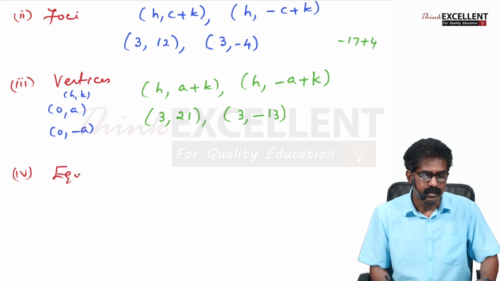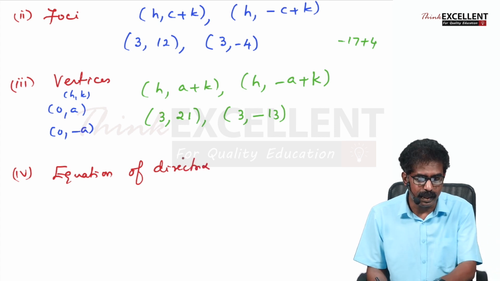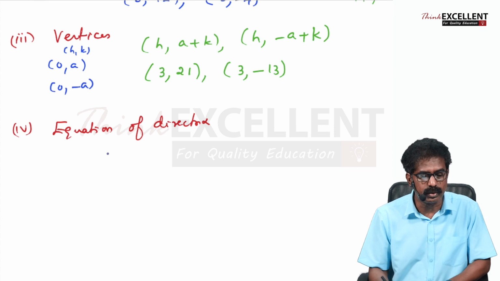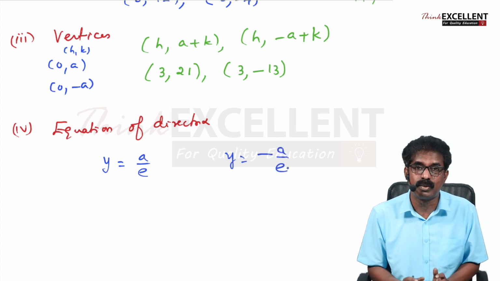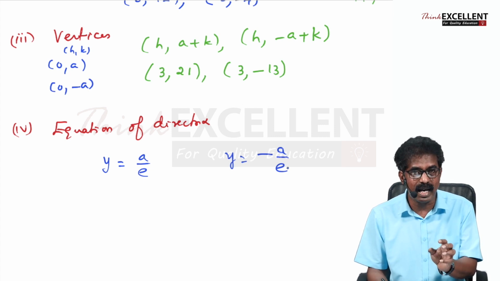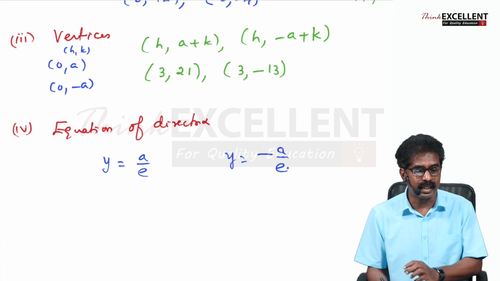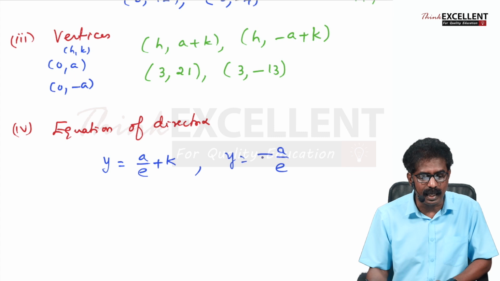equation of directrix. For the first type, x equal to a by e, but for the second type, y equal to a by e, another one y equal to minus a by e. These are the formulas only when the center is what? (0, 0), but here it is (h, k). If it is x value, add h. If it is y value, add k. This is y value, so add k. A by e plus k and another one minus a by e plus k.